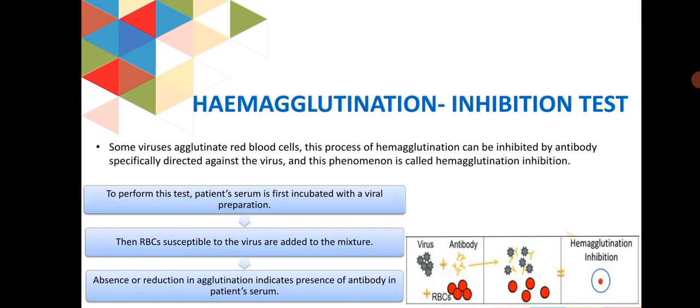Hemagglutination inhibition test. Some viruses agglutinate red blood cells. The process of hemagglutination can be inhibited by antibodies specifically directed against the virus, and this phenomenon is called hemagglutination inhibition. To perform this test, patient's serum is first incubated with a viral preparation, then RBCs susceptible to the virus are added to the mixture. Absence or reduction of agglutination indicates the presence of antibody in patient's serum.